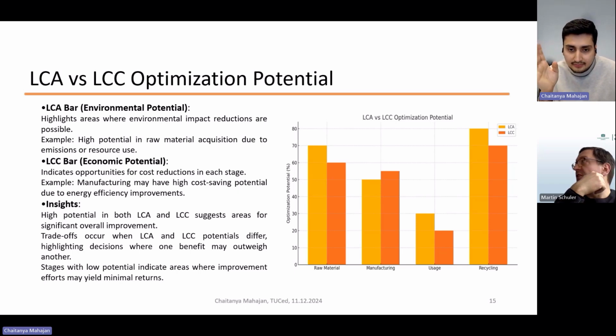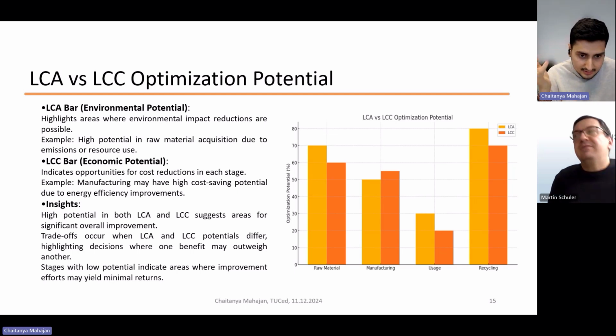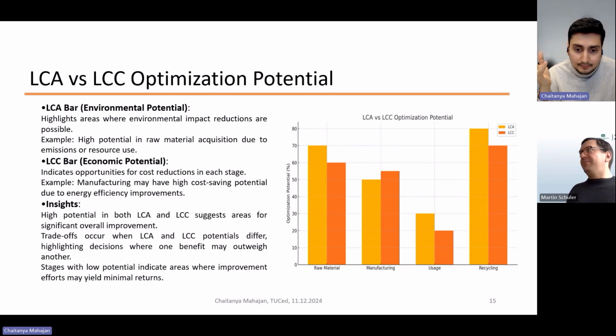And the fourth and final stage is the recycling stage. In this, the environmental impact optimization potential is 80%, and the cost optimization potential is 70%. So I think the future energies of all projects should be focused on recycling them, because the current methods we have for recycling them are just not enough. That is one area that we need to focus our energies on a lot, because there is a huge optimization potential.